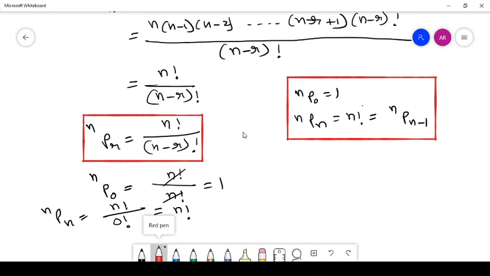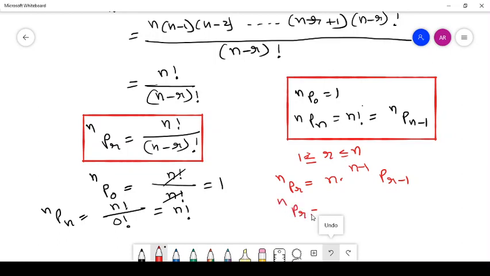Next, nPr. For 1 less than or equal to r less than or equal to n, nPr is n into (n minus 1)P(r minus 1). Next, nPr is (n minus 1)Pr, important results, plus r into (n minus 1)P(r minus 1).